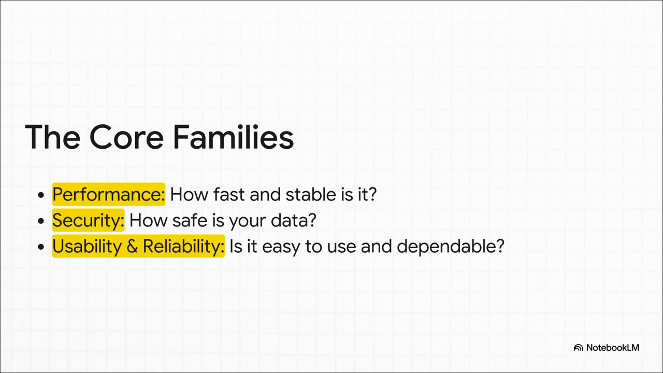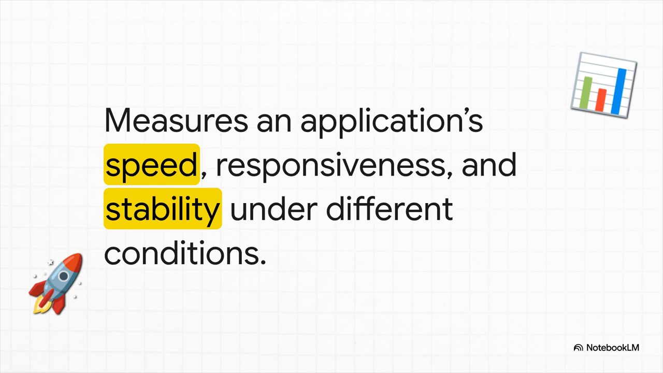We can basically break this huge world down into three core families. First, you've got performance. This is all about speed and stability, especially under pressure. Then there's security, which is like the digital bodyguard protecting your personal data. And finally, you have usability and reliability, which makes sure the app is easy to use and won't just randomly crash on you. So let's dive into that first one, performance.